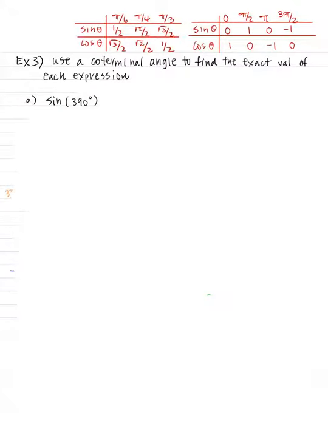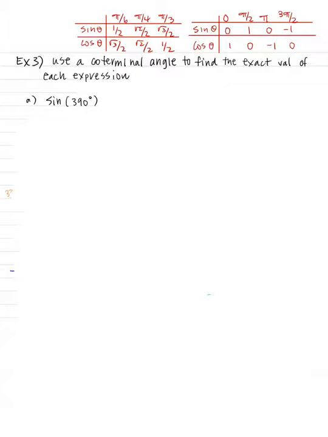Okay, let's just go ahead and get into some examples. So I'm going to call this example 3. Use a coterminal angle to find the exact value of each expression. We're going to do a few examples here so that we'll get a better understanding of what is going on. All right, so first, example A, let's use the coterminal angle to find sine of 390 degrees.